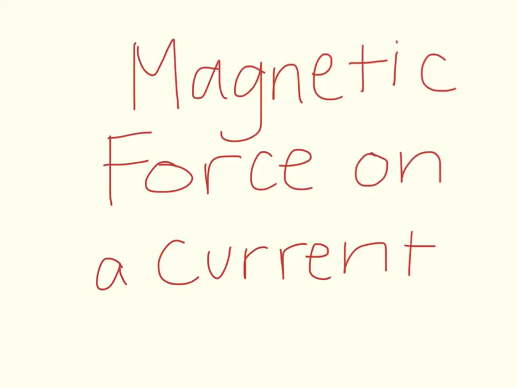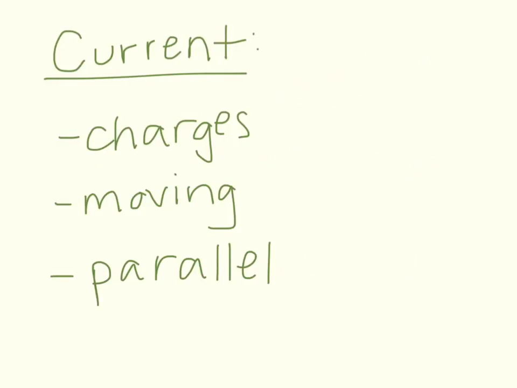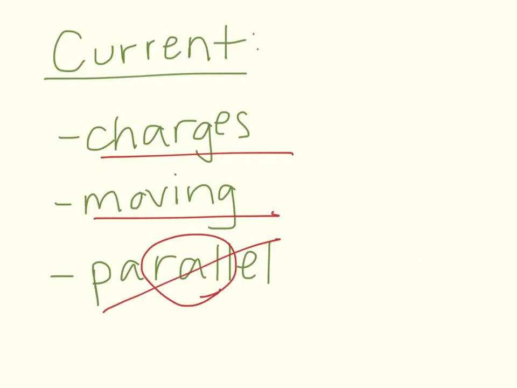As promised, I'm going to talk a bit about the magnetic force that acts on a current-carrying wire. It makes perfect sense that current should experience some kind of magnetic force from a magnetic field, because a current involves charges which are moving, and so long as it's not exactly parallel to the magnetic field, it should experience a force.